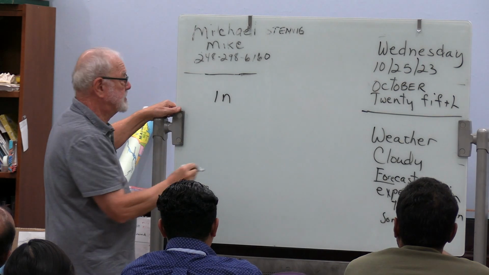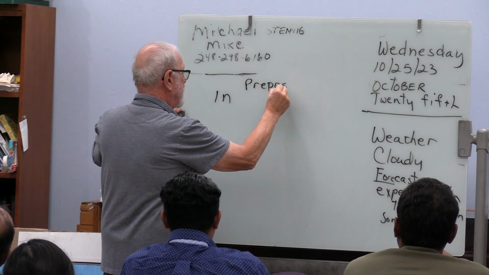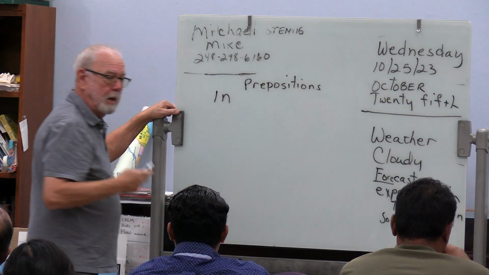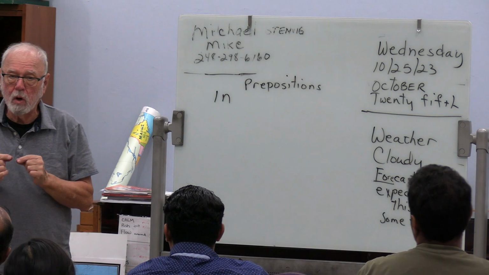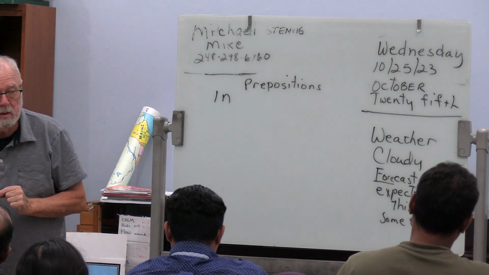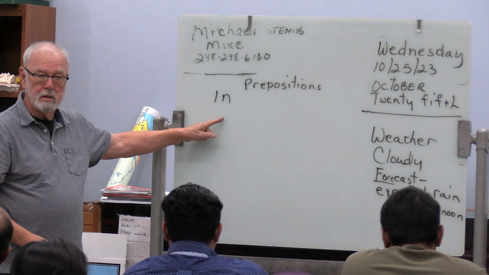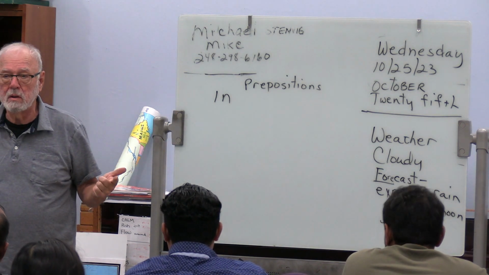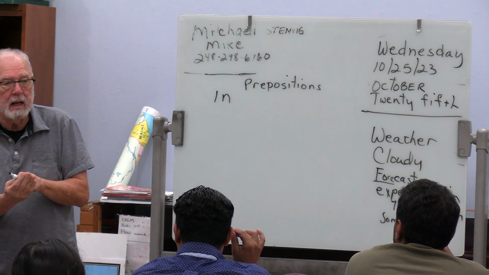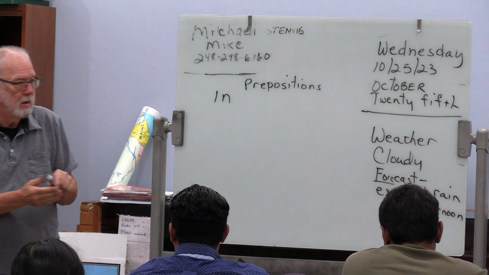These are prepositions. A preposition is a word that shows the connection between two things. The position of things. So this one, in. What is in? Inside. Put it in my hand. In or into.